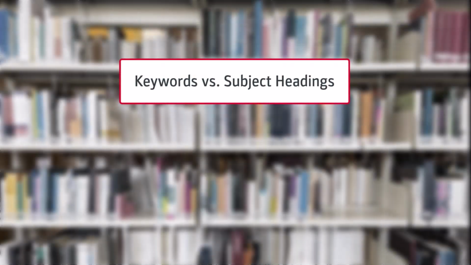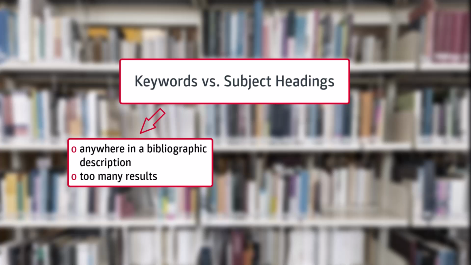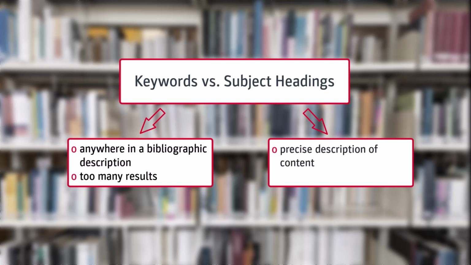Furthermore, there is a difference between conducting searches using keywords and subject headings. Keywords can appear anywhere in a bibliographic description. This includes not only authors and titles, but also information about publishers, table of contents, and summaries. The problem with using keywords is you may end up with too many irrelevant results. On the other hand, subject headings precisely describe the content of a document.